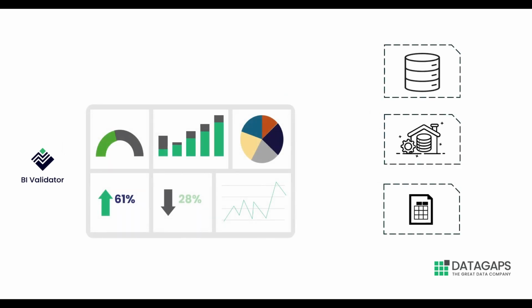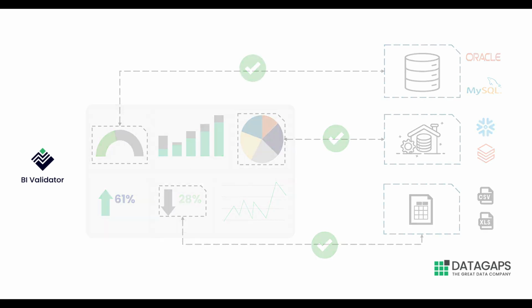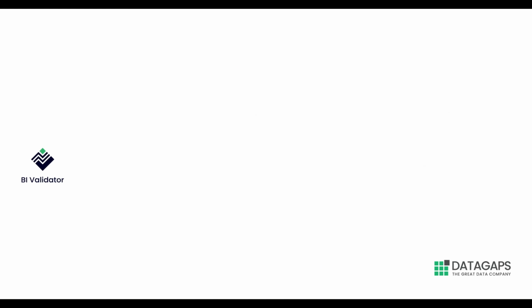BI Validator verifies that the data displayed in your BI reports matches the underlying data warehouses such as Snowflake or Databricks, or other source systems like Oracle or MySQL. It performs detailed row-by-row comparisons to detect inconsistent transformation logic in measure definitions and aggregate calculations, as well as incomplete refreshes, ensuring data integrity across your analytics pipeline.